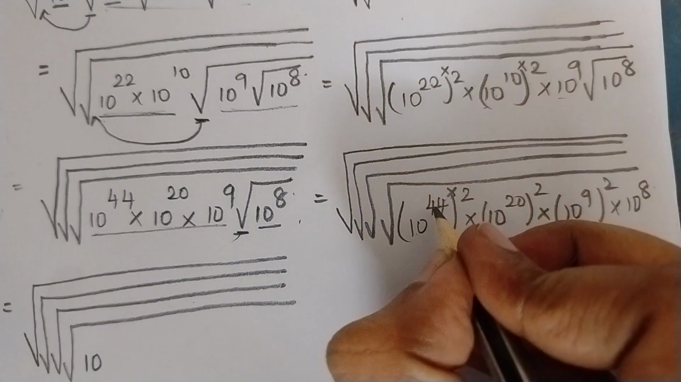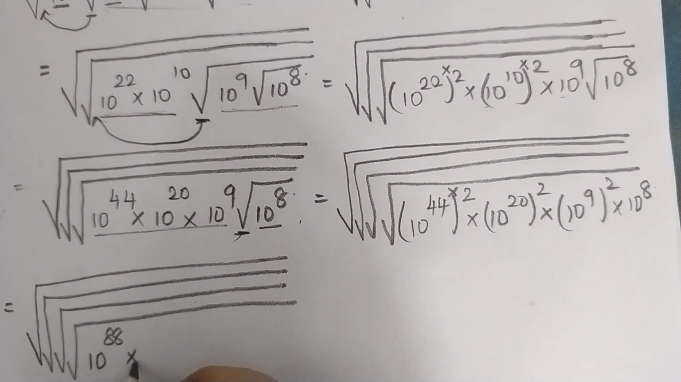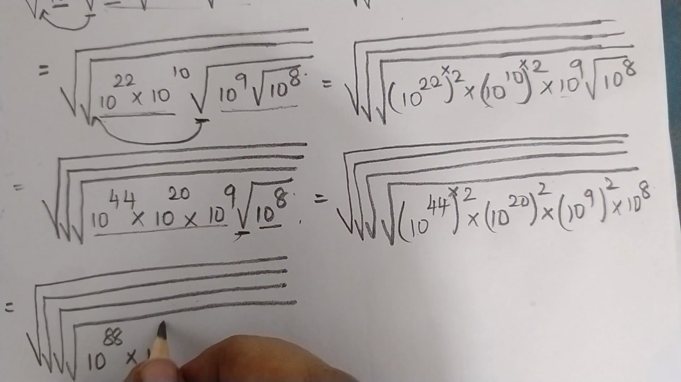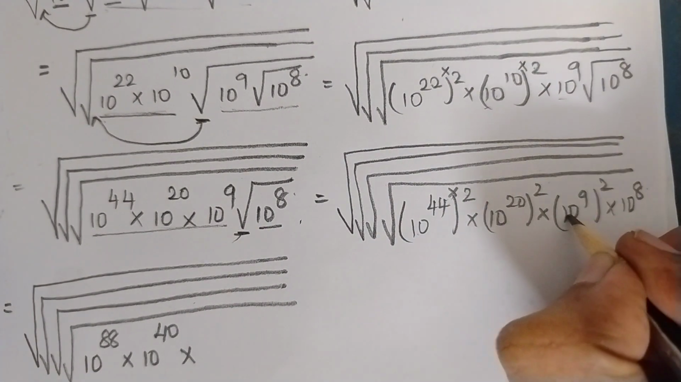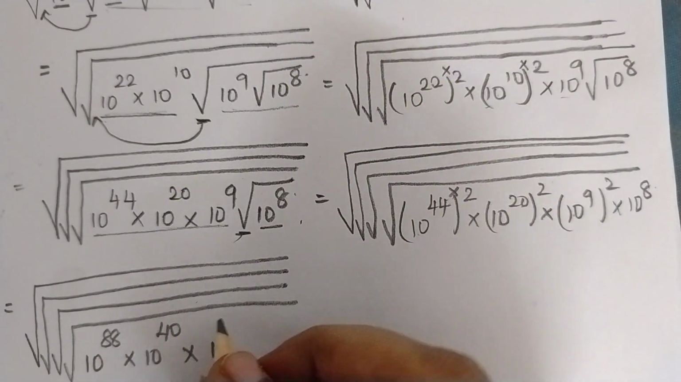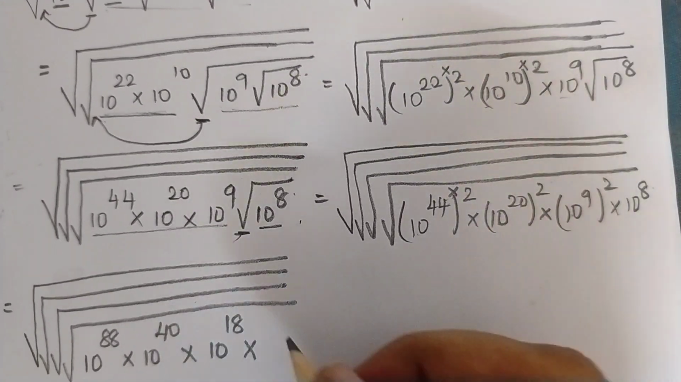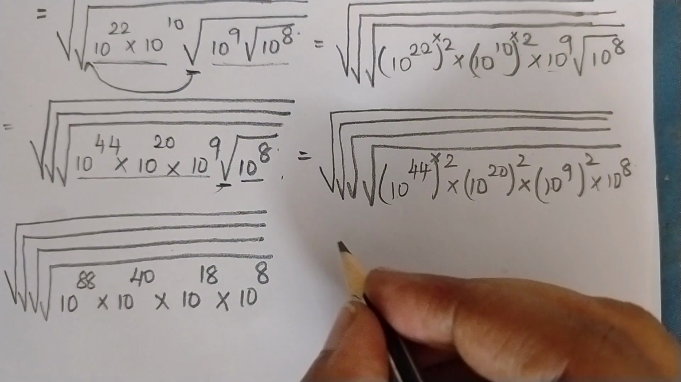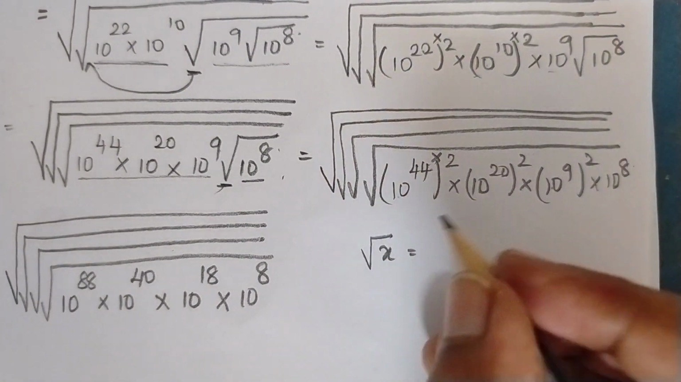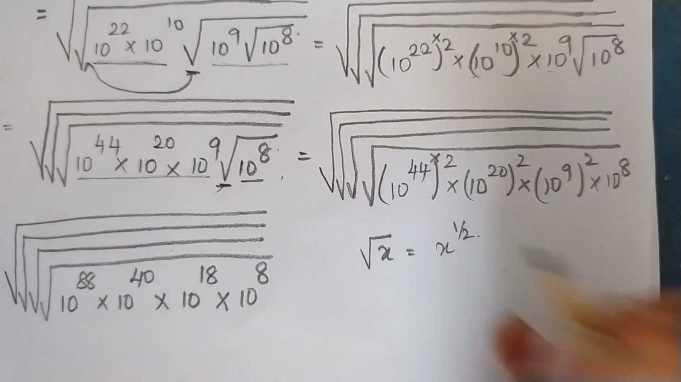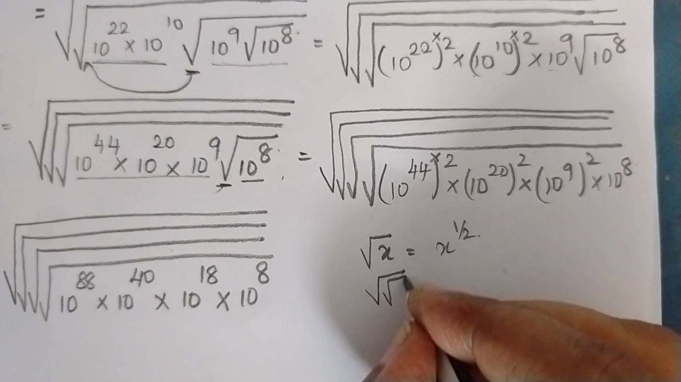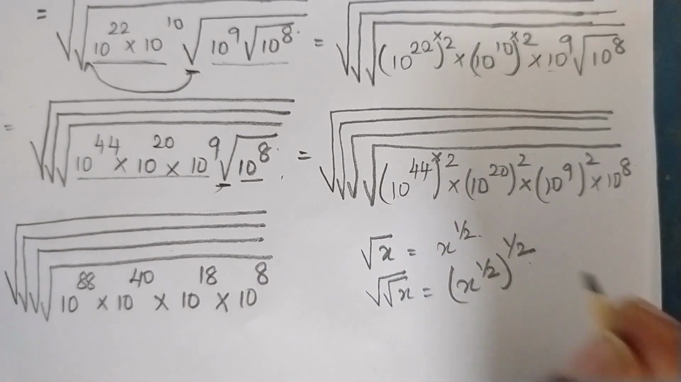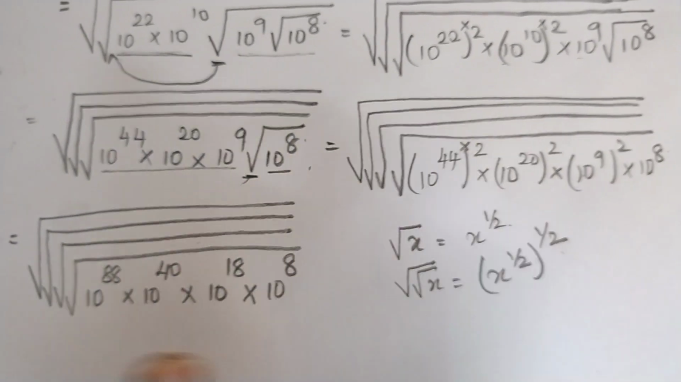Therefore, 10 power 44 into 2, 88, multiplied by 10 power 20 into 2 is 40, multiplied by 10 power 9 into 2, 18, multiplied by 10 power 8. So, we know that a single root, that is root x, can return us x power 1 by 2. Similarly, root of root x can return us x power 1 by 2, the power of 1 by 2. Similarly, just apply this rule here.